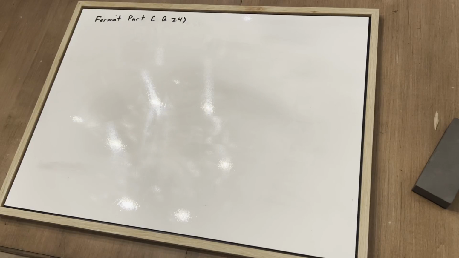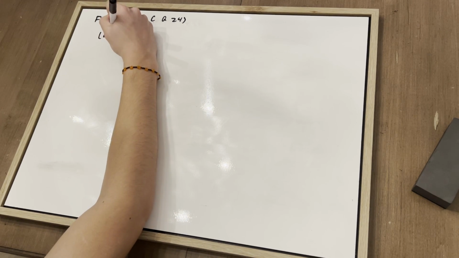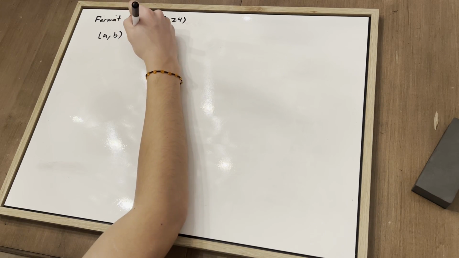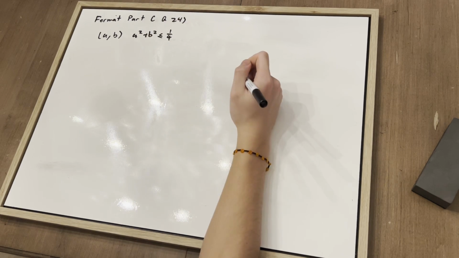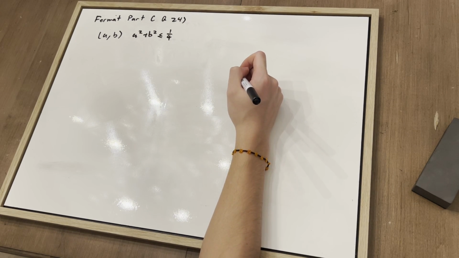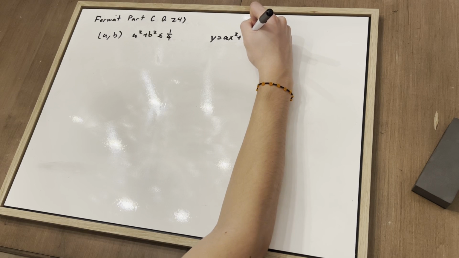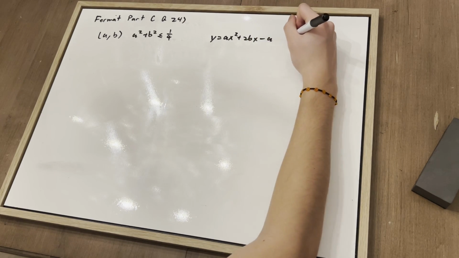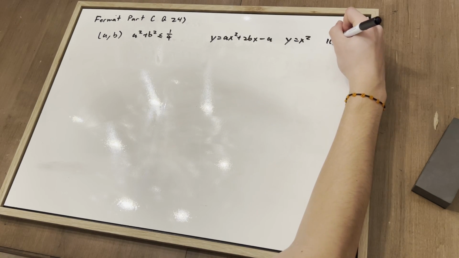For our final CMC question, we're considering question 24 from the Fermat exam of 2021. So we're given a pair of real numbers, a, b, such that a squared plus b squared is less than or equal to 1 over 4. And a and b are chosen at random. Let p be the probability that the curves with the equations y equals ax squared plus 2bx minus a and y equals x squared intersect. What is the integer closest to 100p?